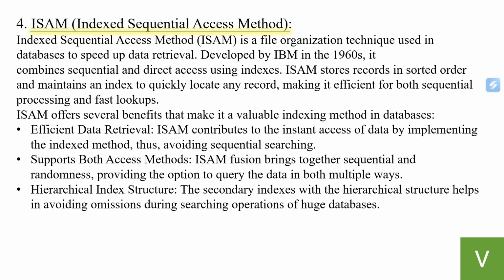Now let us look into the fourth type, which is indexed sequential access method. This ISAM is a file organization technique used in databases to speed up data retrieval. It was developed by IBM in the 1960s, and it combines two different types of organizations, called sequential method and direct access method, using indices. So let us look into some of the several benefits in this ISAM.